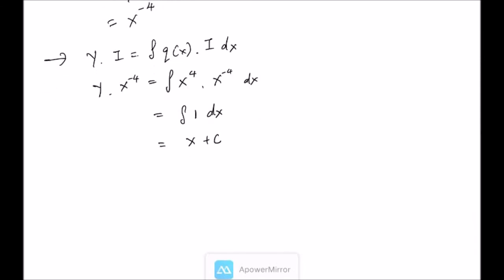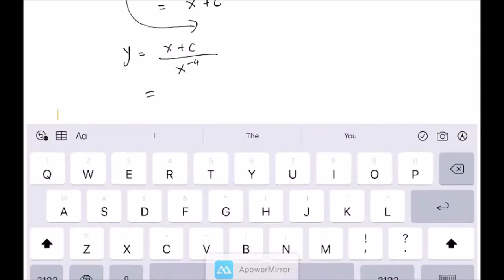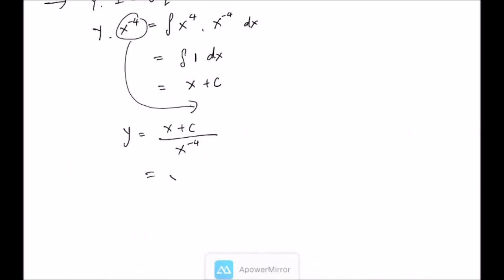And then you bring this one to the right hand side, so you get y equivalent to x plus c over x to the power of negative 4. You simplify, you get x to the power of 5 plus c x to the power of 4. Okay class, do you understand?